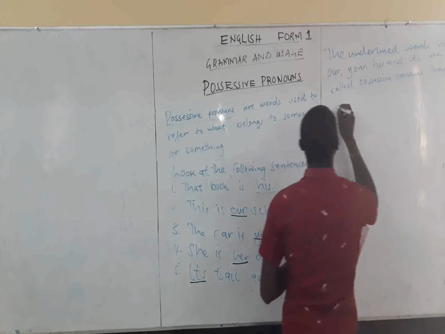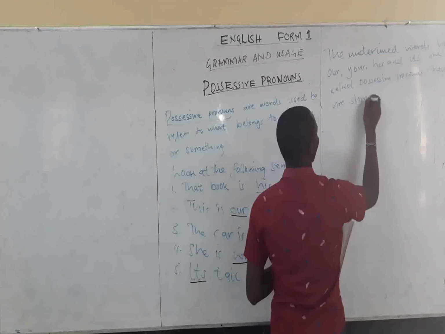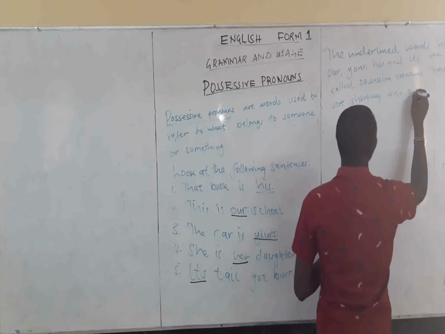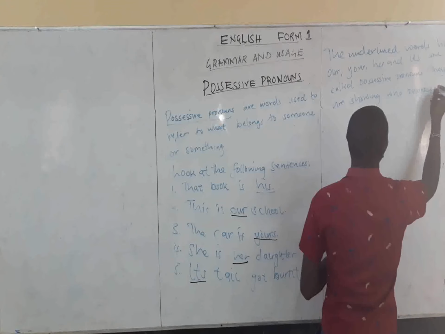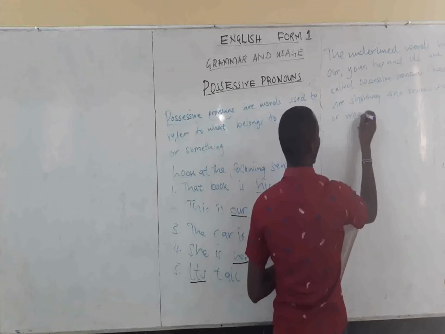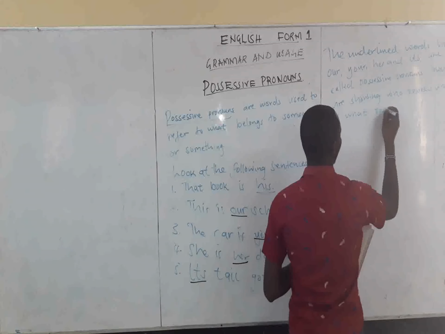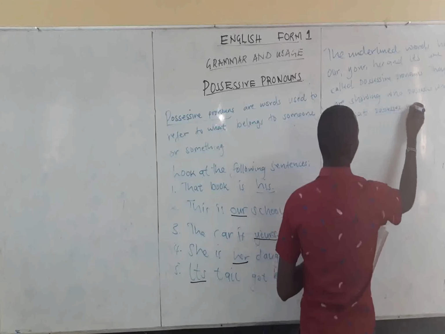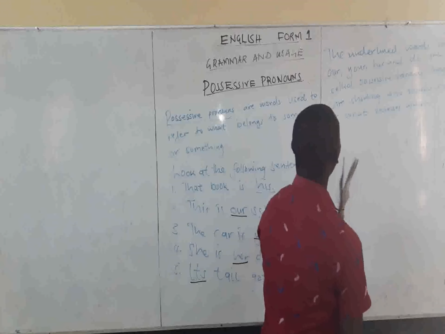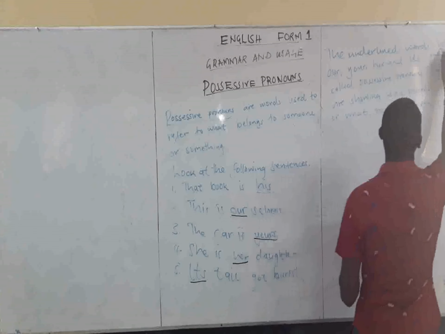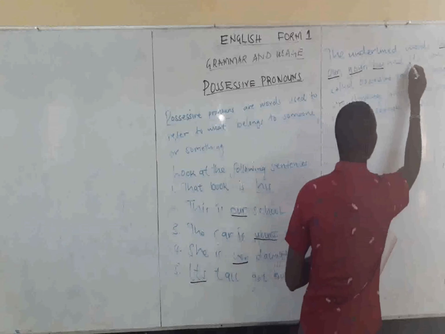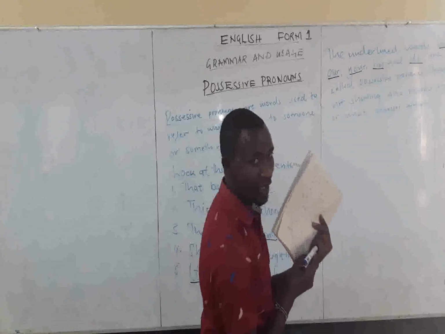They are showing us who possesses what, or what possesses what. So we are saying that these words here, his, our, your, her, and its tail, are showing who possesses what.